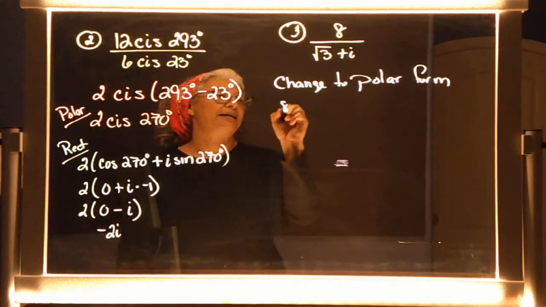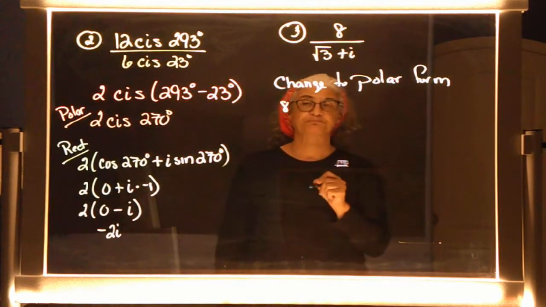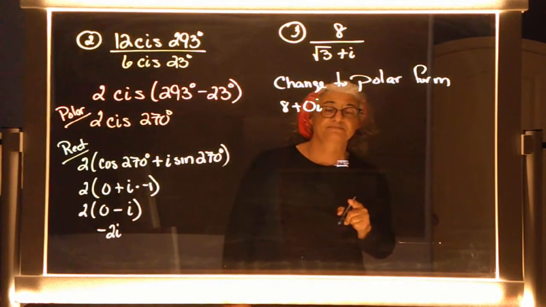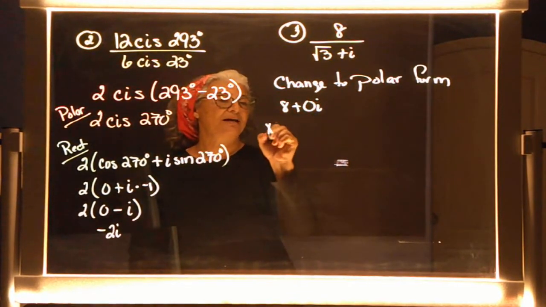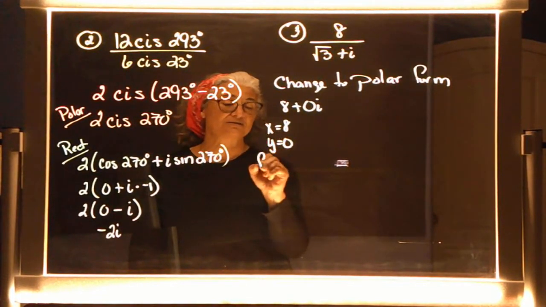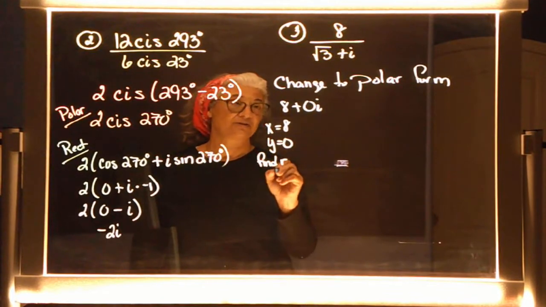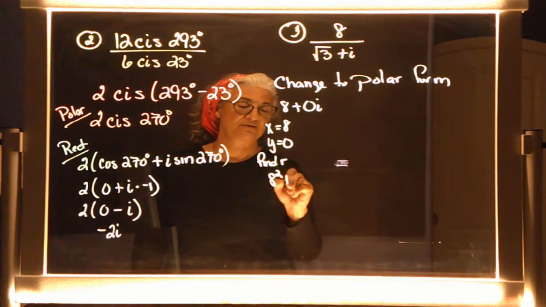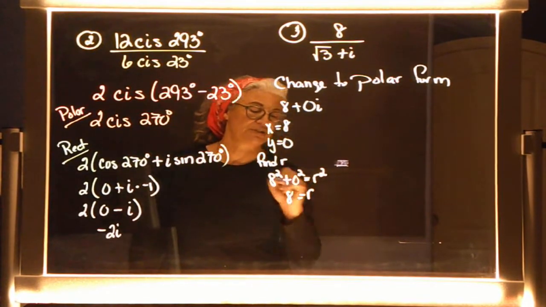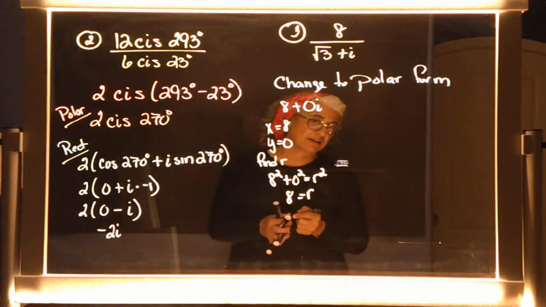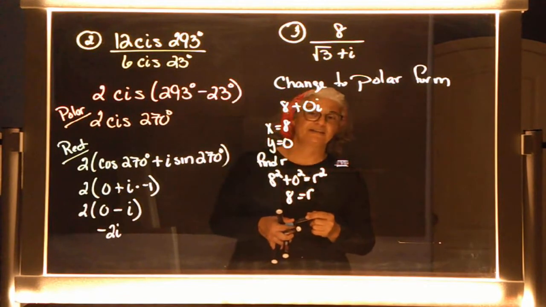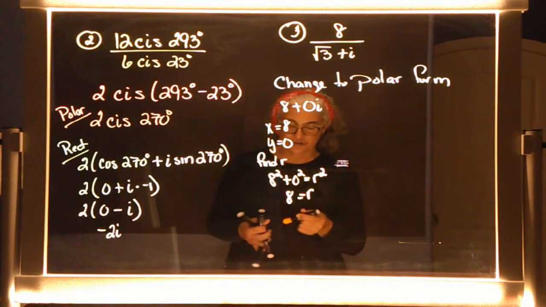So, let's look at the 8. I want to change that into polar form. Technically, this is 8 plus 0i. Do you agree? That means x equals 8, y equals 0. We've got to find r. So, 8 squared plus 0 squared equals r squared. Some of you are like, well, r would just equal 8. You're right, r would just equal 8. I agree with that, which means now I can find theta.